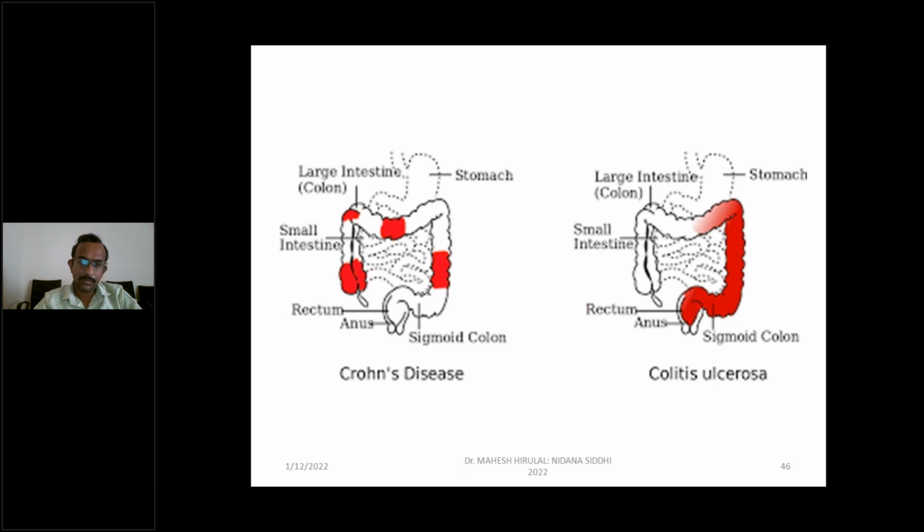A basic difference between Crohn's and ulcerative colitis is that Crohn's disease can be seen in any part of the colon and the small intestine, but ulcerative colitis is mainly seen in the last part of the colon. Okay, and there is a patchy pattern in Crohn's disease, but a continuous pattern in ulcerative colitis.